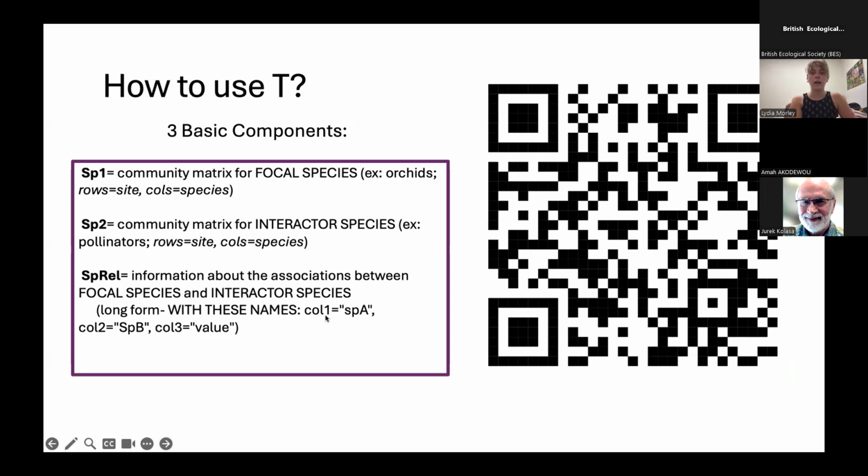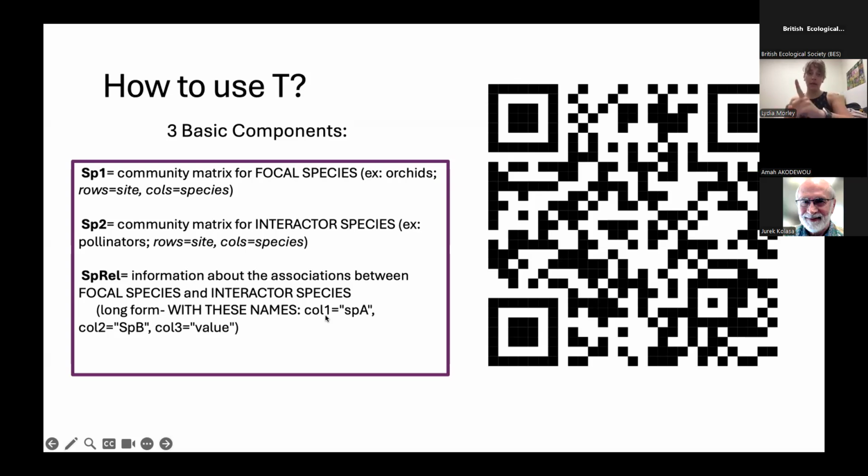So first, in order to calculate T for your system, you need 3 basic components. SP1 or species 1, which is just a community matrix for the focal species. So in our example, orchids, where the rows are sites and the columns are species. You need SP2, which is a community matrix for interactor species. So for example, pollinators, where the rows are sites and the columns are species. You need SPREL or species relationships, which is information about the associations between your focal species and your interactor species, which is a long form data frame with the names species A, species B, and value.